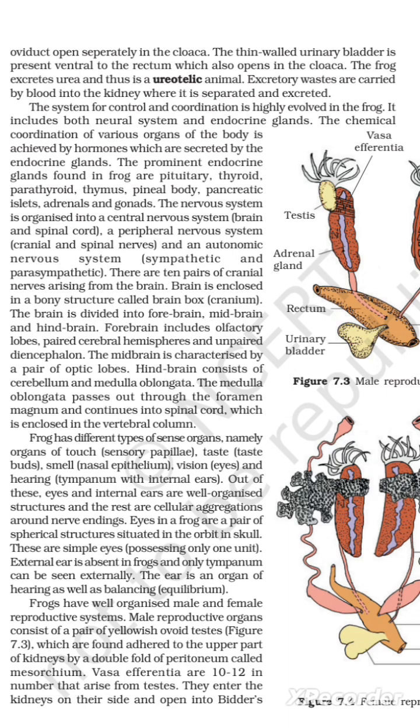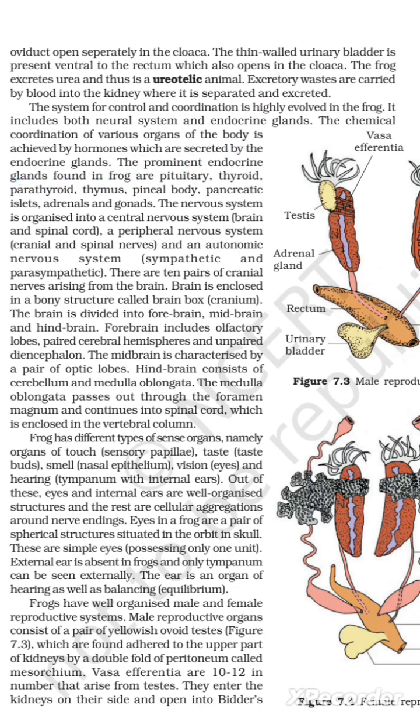Excretory waste is carried by blood into the kidney, where it is separated and excreted. The system for control and coordination is highly evolved in the frog. It includes both the neural system and endocrine glands. The chemical coordination of various organs of the body is achieved by hormones, which are secreted by the endocrine glands.